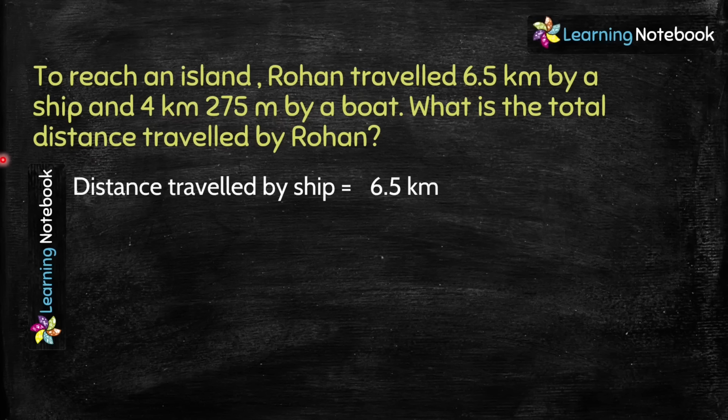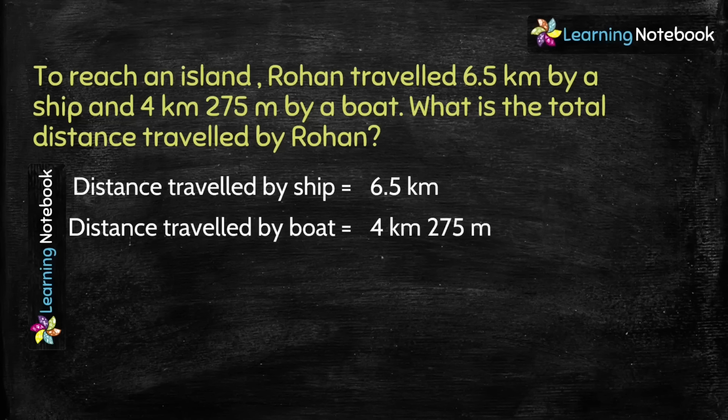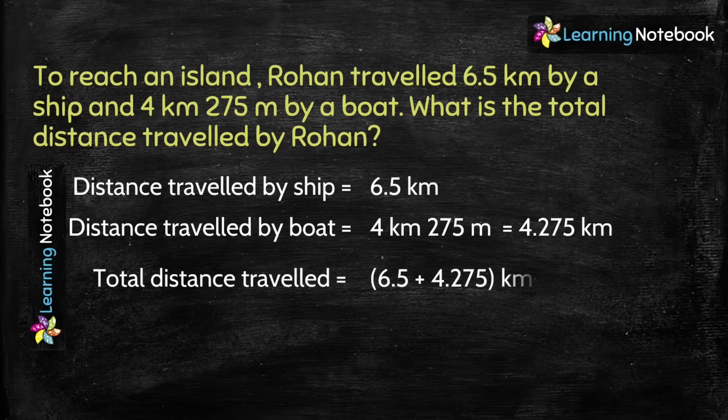First, we are going to write the statements. Distance travelled by the ship equal to 6.5 kilometers and distance travelled by boat equal to 4 km 275 meter, which can also be written as 4.275 kilometer. Now, to find the total distance travelled by Rohan, we will add these two decimal numbers.